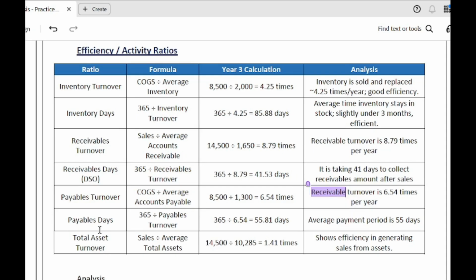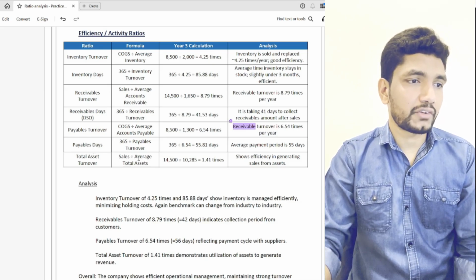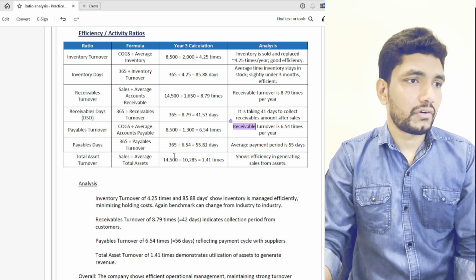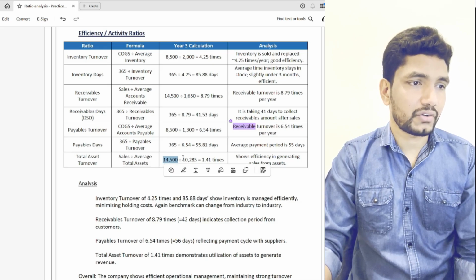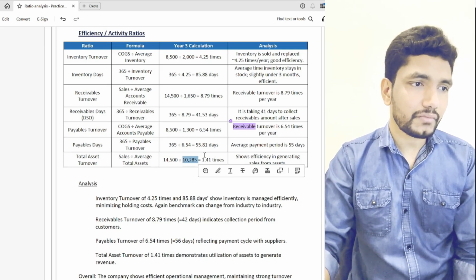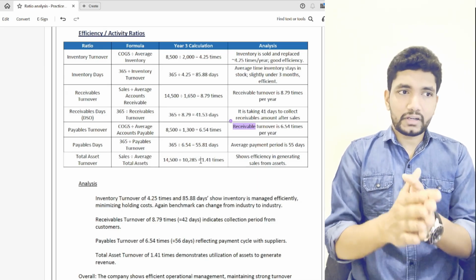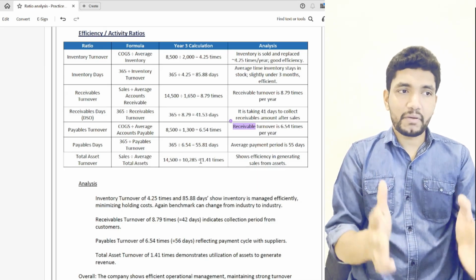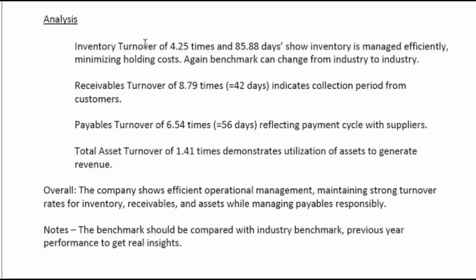Again, the total asset turnover ratio. Total asset turnover ratio, you can calculate as sales divided by average total assets. So the sales is 14,500 and average total asset is 10,285. That means 1.41 times. That means this company is generating 1.41 times of revenue when comparing to the total assets. So this is a similar analysis to what we discussed now.